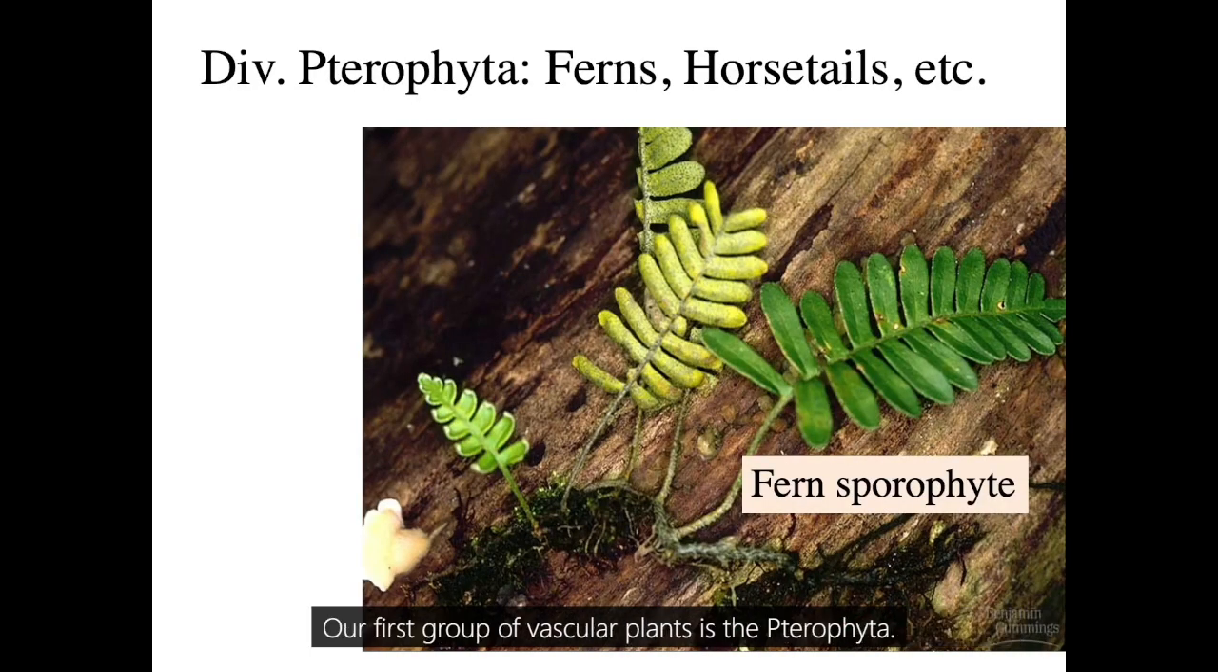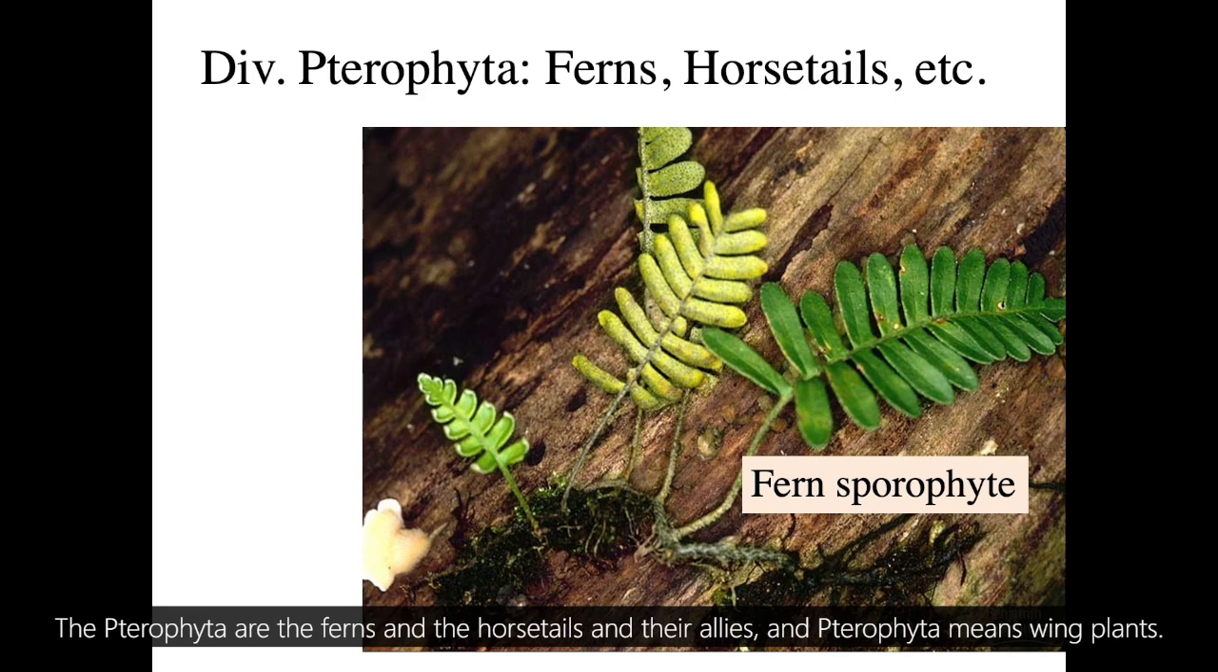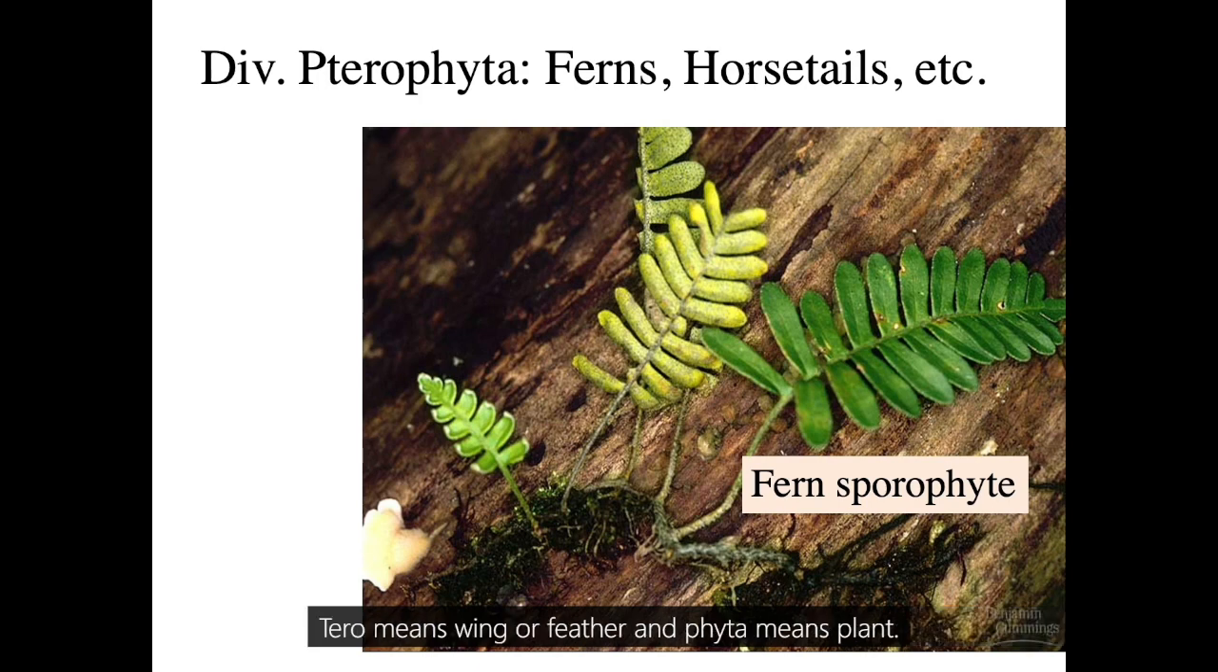Our first group of vascular plants is the Pterophyta. The Pterophyta are the ferns and the horsetails and their allies, and Pterophyta means winged plant. Ptero means wing or feather, and phyta means plant.